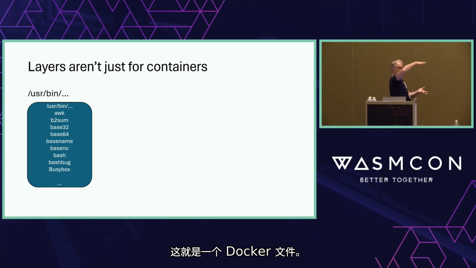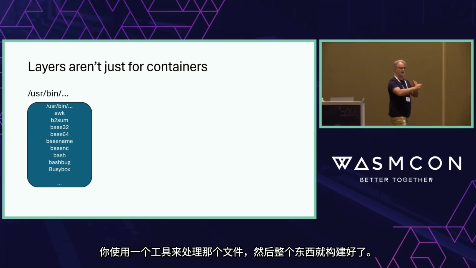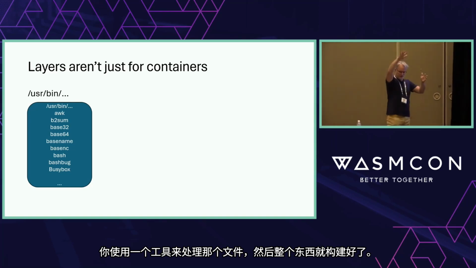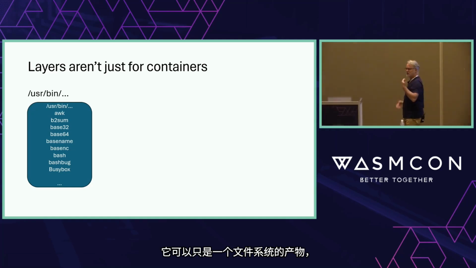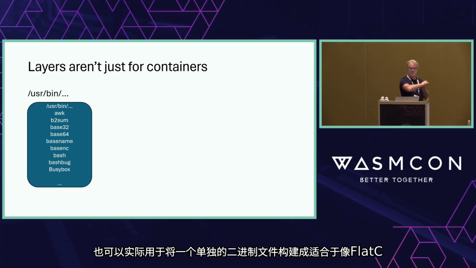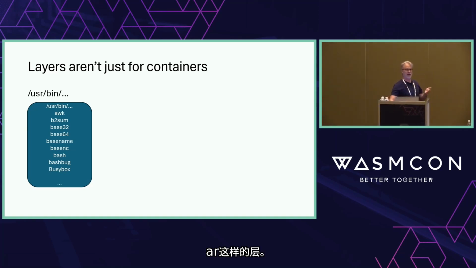you build layers all in one file. It's a Dockerfile, and you use a tool to take that file, and it just builds the whole thing, all the layers down. Here, layers don't have to be just for containers. It's just a file system artifact, and it can actually be used to build one individual binary into something that's ready for a layer, like Flatcar.